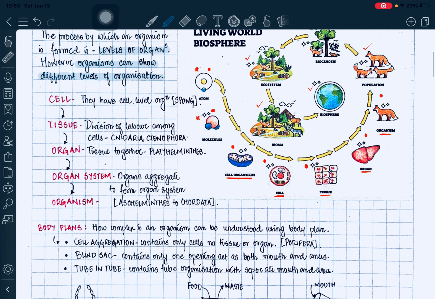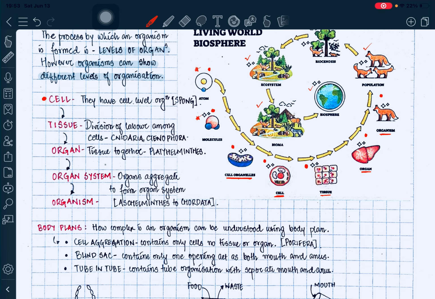How is it so? Let us see. So the first level of organization is what? It is the cells. Some organisms will show the cellular level of organization. They will have only some cells which are simple, which are going to perform some simple physiological processes, but the core concept is these organisms will only have cells.